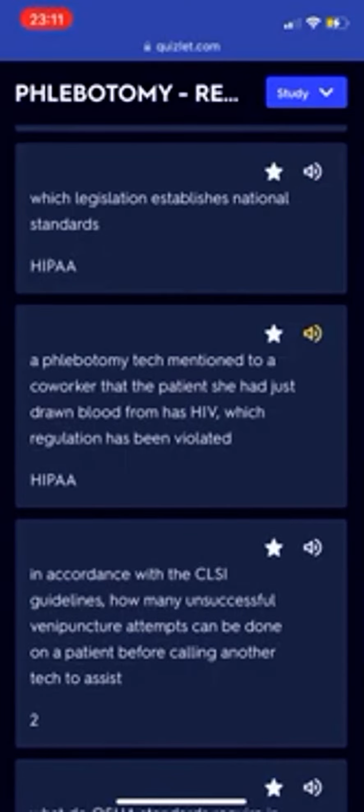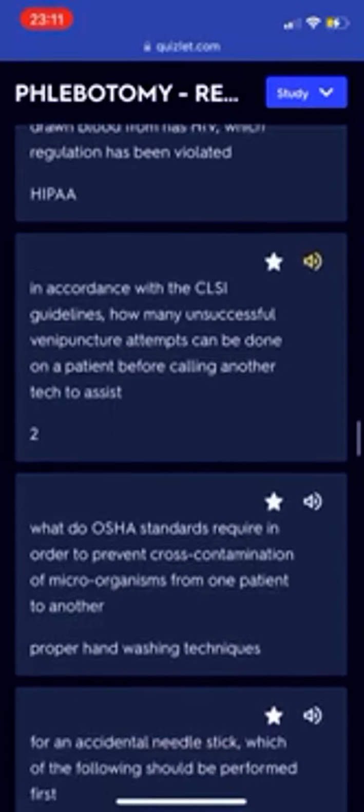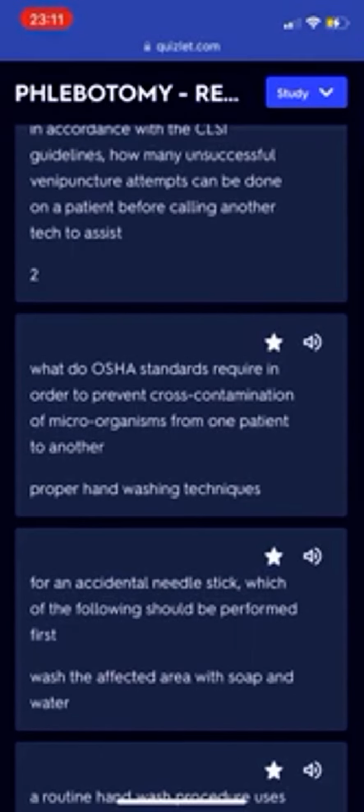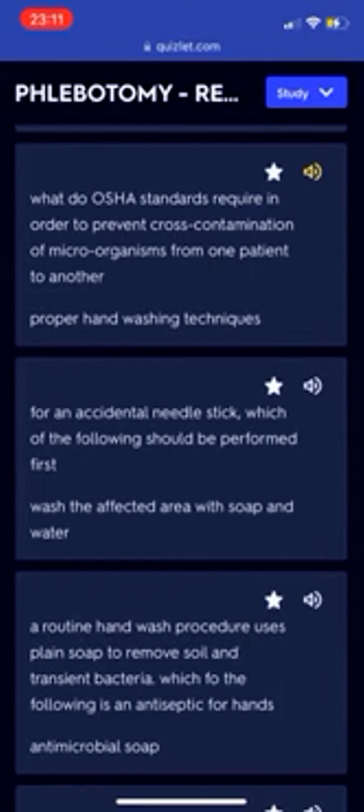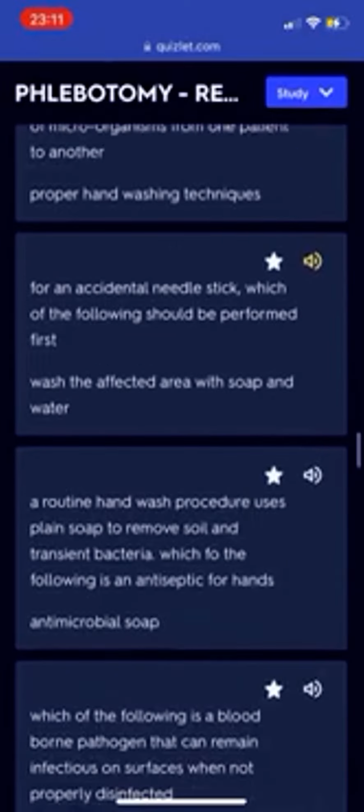Which regulation has been violated? HIPAA. In accordance with the CLSI guidelines, how many unsuccessful venipuncture attempts can be done on a patient before calling another tech to assist? 2. What do OSHA standards require in order to prevent cross-contamination of microorganisms from one patient to another? Proper hand washing techniques. For an accidental needle stick, which of the following should be performed first?